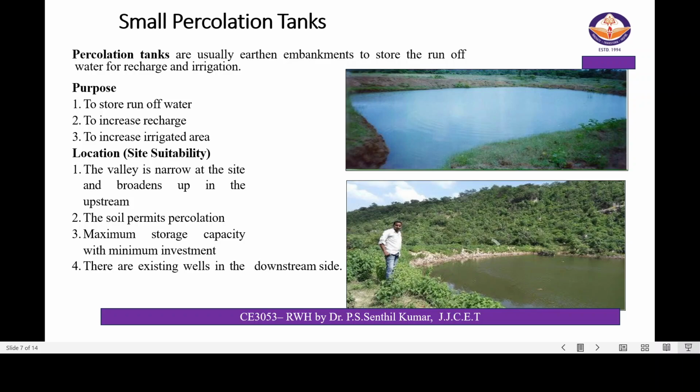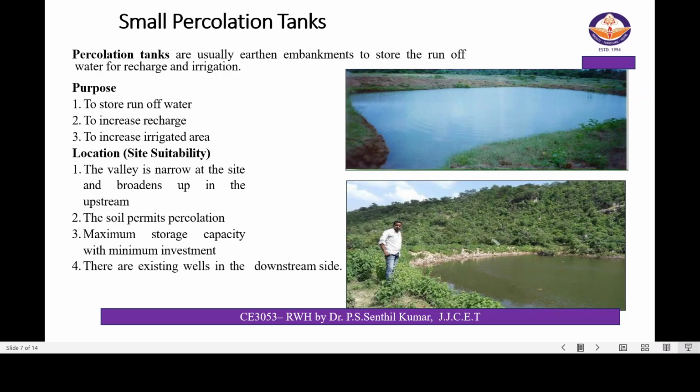Next, we will see what is meant by small percolation tanks. Percolation tanks are usually earthen embankments to store the runoff water for recharge and irrigation. What are the purposes of percolation tanks? First one is to store runoff water. Second one is to increase recharge. Third one is to increase irrigated area.